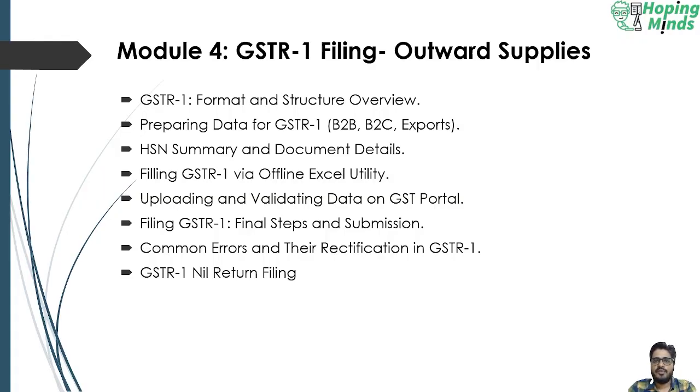In module 4, we are going to learn about the GSTR-1 format and structure overview. Then we will see preparation of data for GSTR-1, that is filling of tables B2B, B2C and export in the GSTR-1 return. Then we will see HSN summary and document details. We will cover filing of GSTR-1 via offline Excel utility, that is, how data is entered in the offline Excel utility and the return is validated.